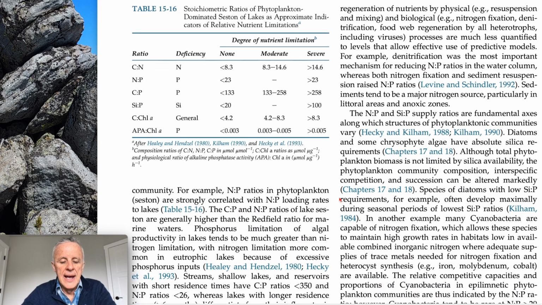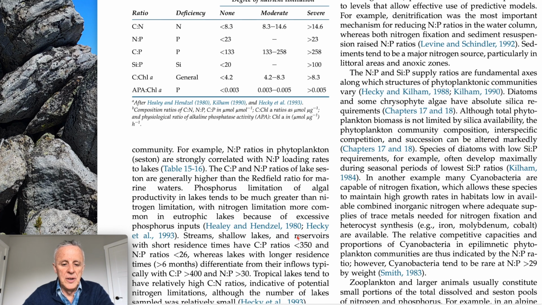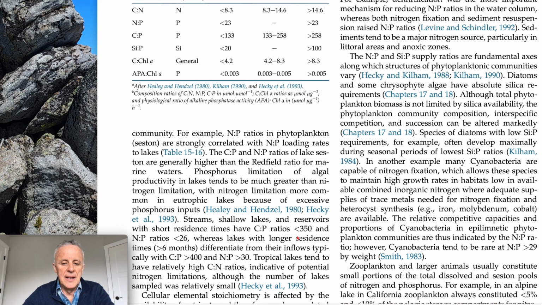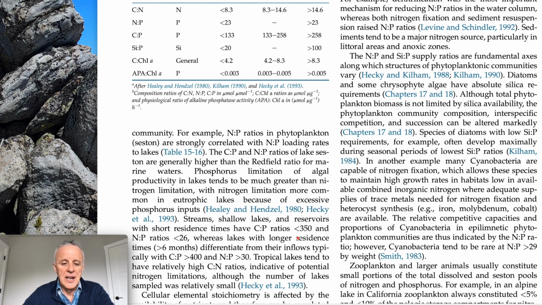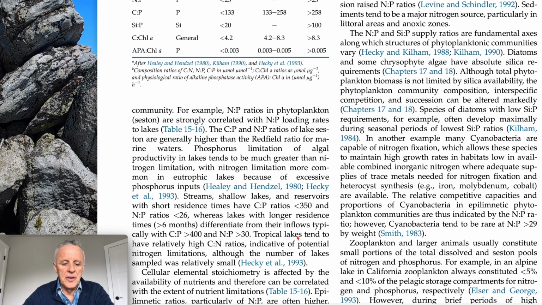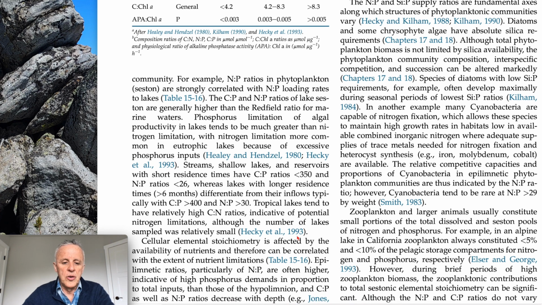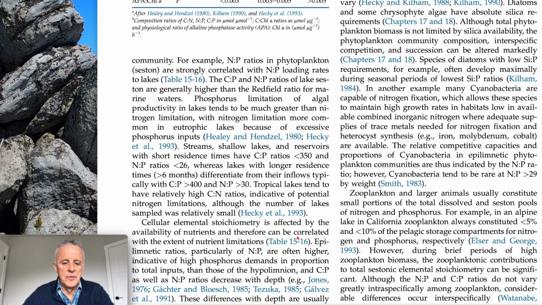For example, NP ratios in phytoplankton ceston are strongly correlated with NP loading rates to lakes. The CP and NP ratios of lake ceston are generally higher than the Redfield ratios for marine waters. Phosphorus limitation of algal productivity in lakes tends to be much greater than nitrogen limitation, with nitrogen limitation more common in eutrophic lakes because of excessive phosphorus inputs.